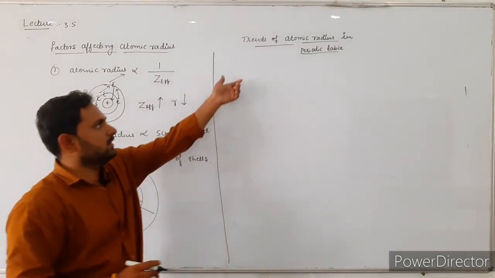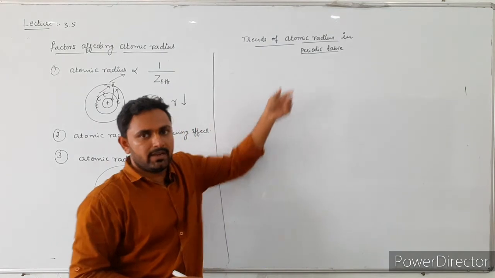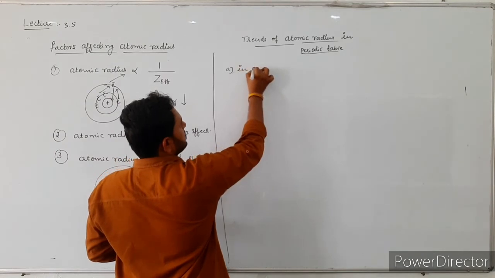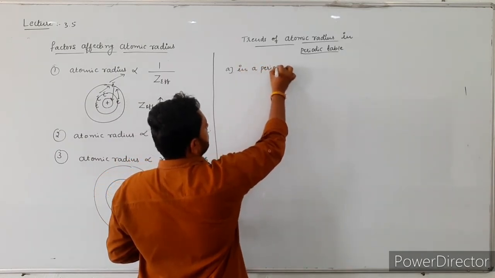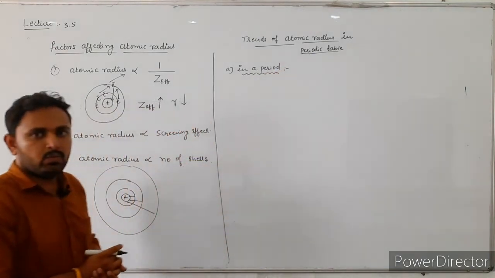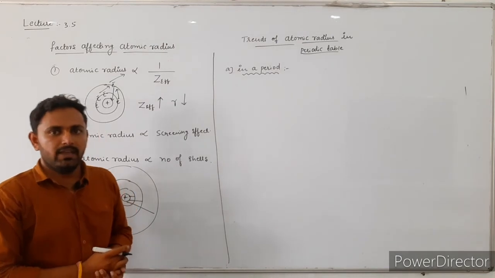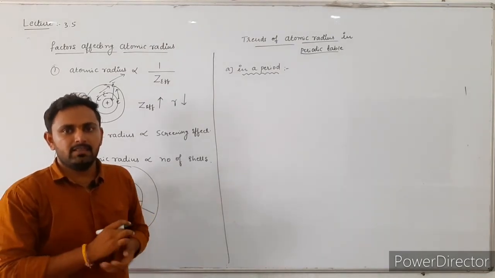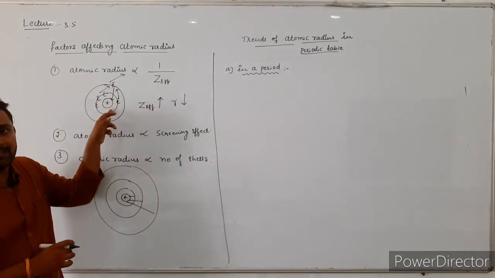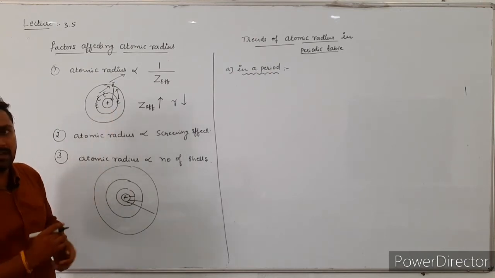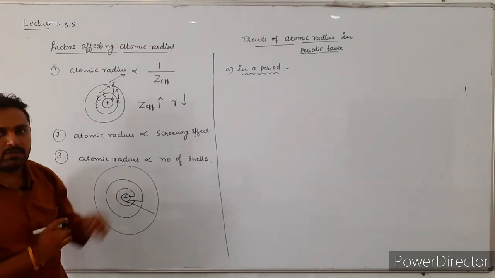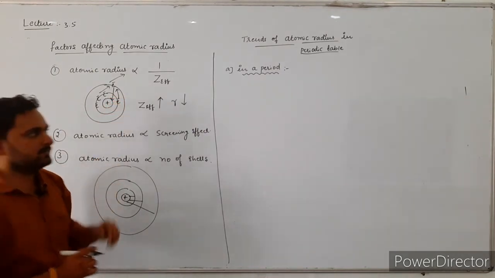The next concept is trends of atomic radius in periodic table. First one, in a period, atomic radius decreases from left to right. Why does it decrease from left to right? Because as atomic number increases in a period, number of protons increases. As number of protons increases, the charge on nucleus increases. As the charge on nucleus increases, the force of attraction between nucleus and outermost electron increases. That's why the size decreases.